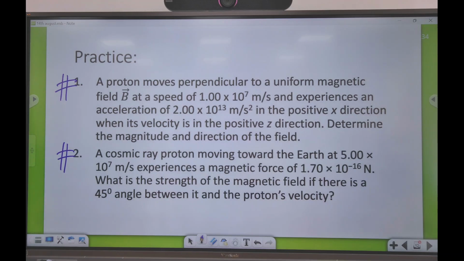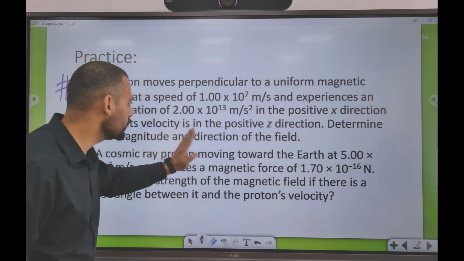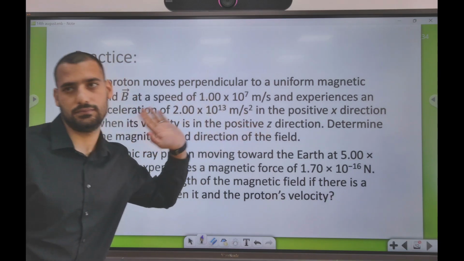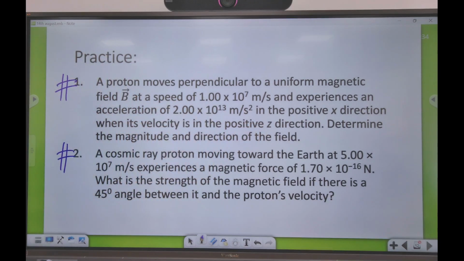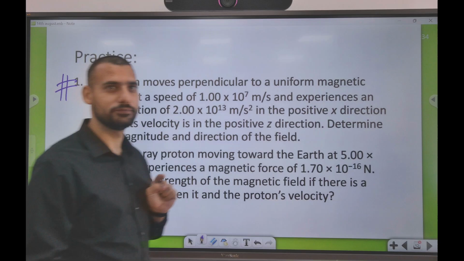Hiba, come on, you have to do it. You have the expression. You have to determine the magnitude and the direction of the field. Of the field. Yes.